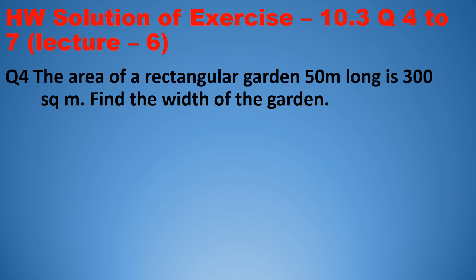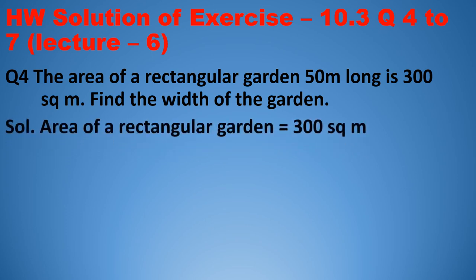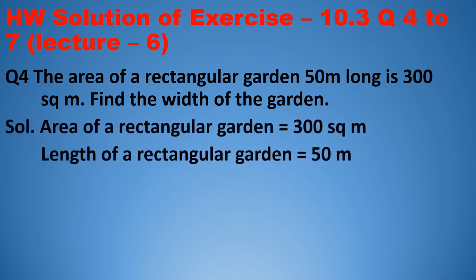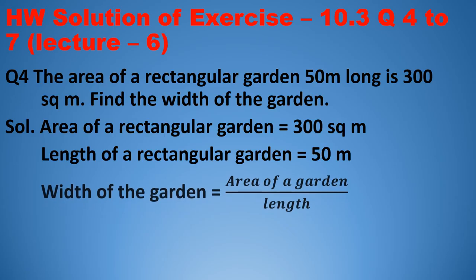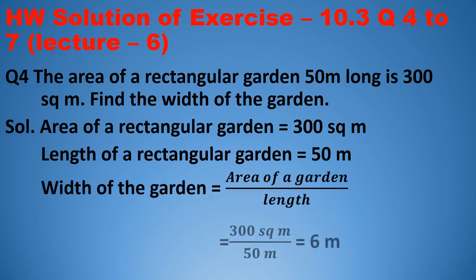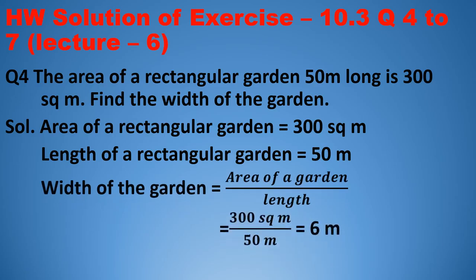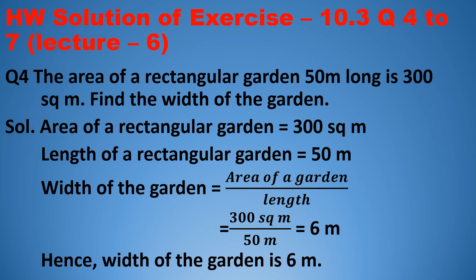Area is given to us. Area is 300 square meter. Length of the rectangular garden is given to us, that is 50 meter long. We have to find out the width. So width of the garden is equal to area of the garden divided by length, that is 300 square meter divided by 50 meter. Okay, you will get 6 meter. Hence the width of the garden is 6 meter.